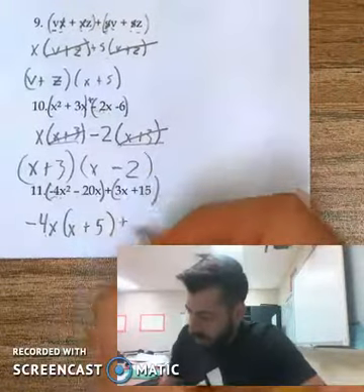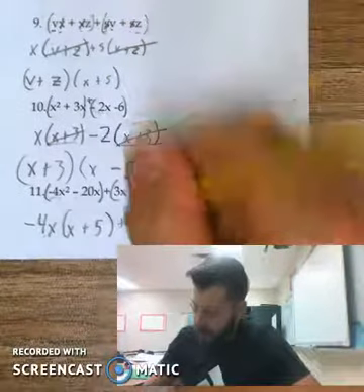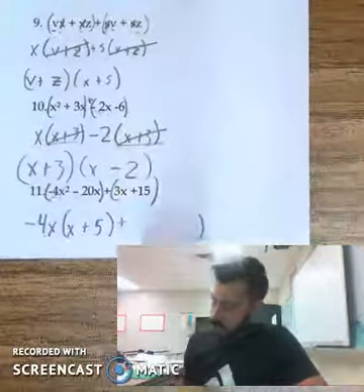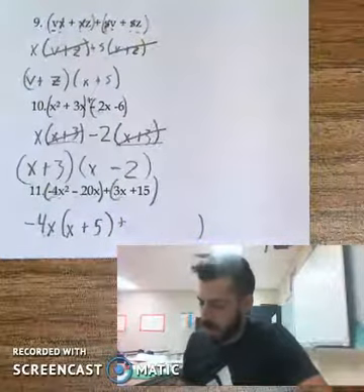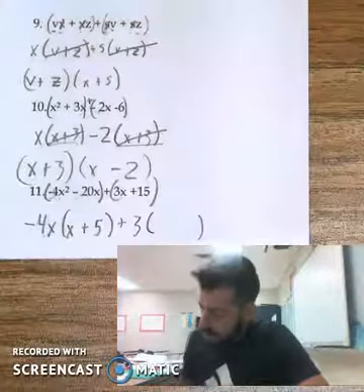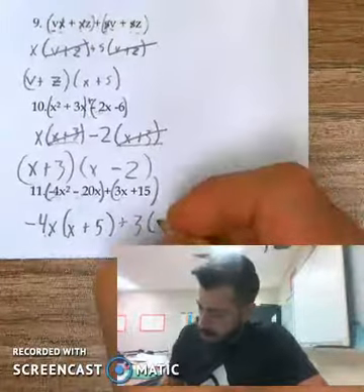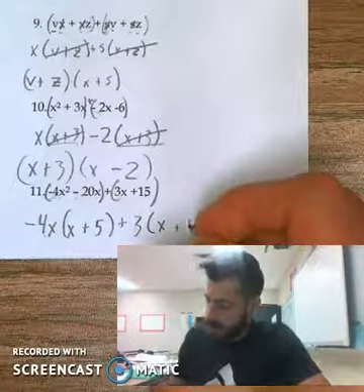Then we look at the next term. I did not leave room there. This one, a little bit easier, 3x plus 15. What do those both have in common? They're both divisible by 3. So we'll factor out a 3. 3x divided by 3 is x. 15 divided by 3 is positive 5.